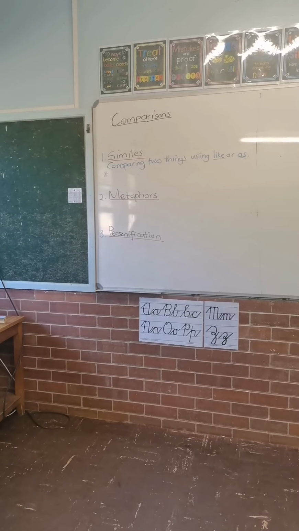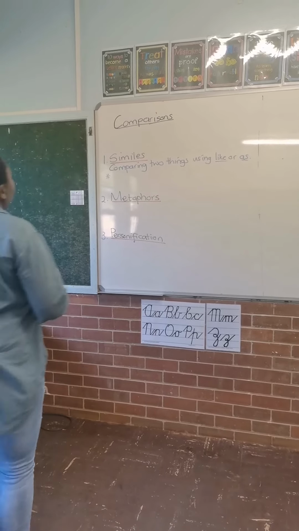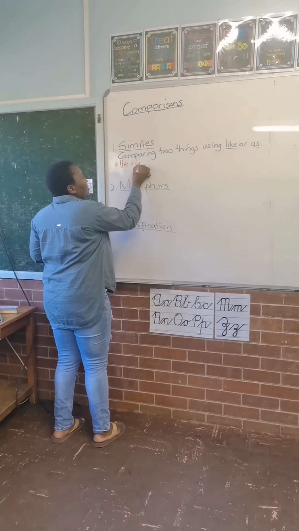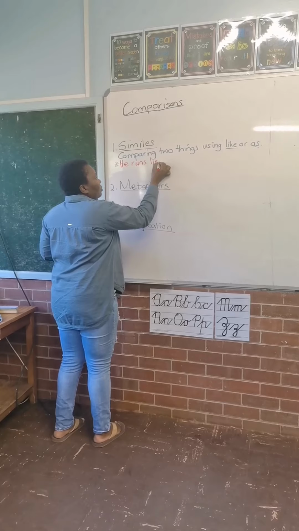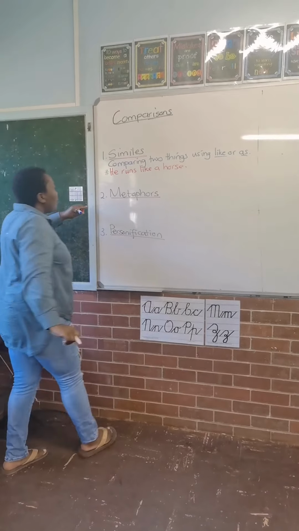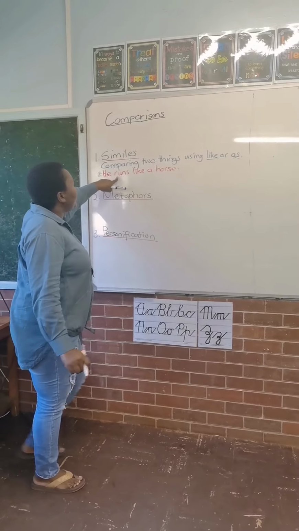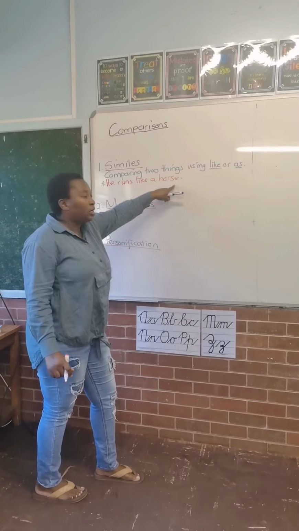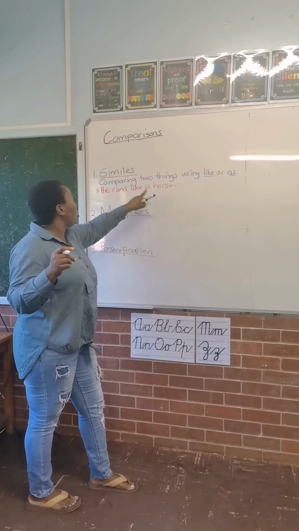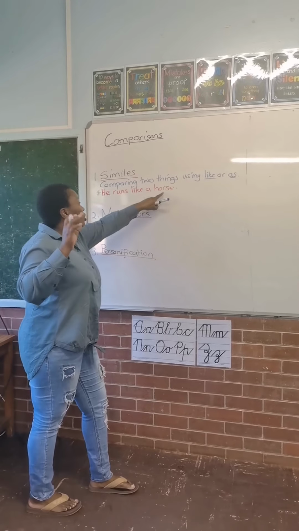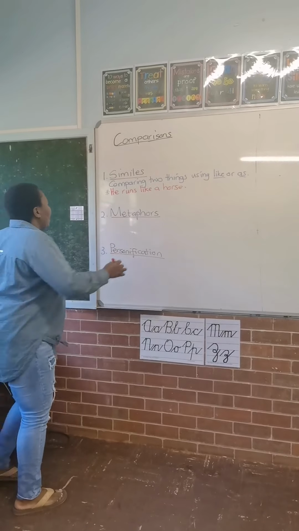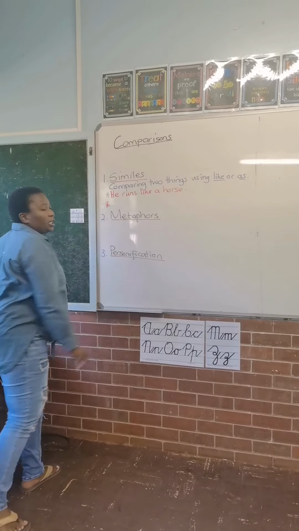For example, one example that we can give is, he runs like a horse. Here we are comparing the way he runs to a what? To a horse. If you check there, we've used the word like. So we are comparing two things. We are comparing the way he runs to how a horse runs.